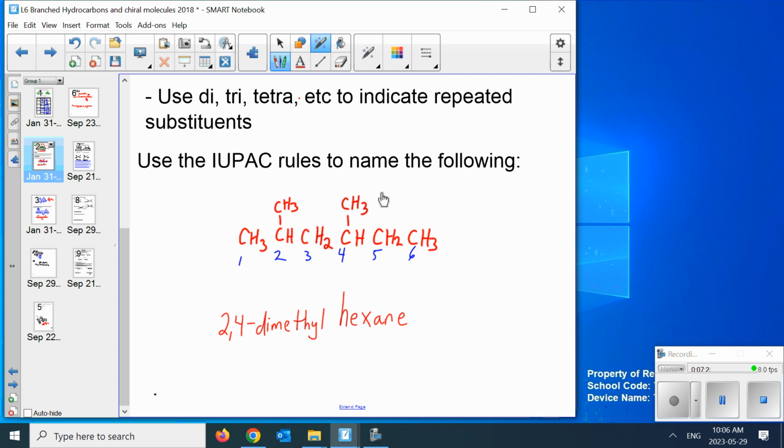You must have the root chain, the longest chain, and I tend to go left to right, so I make a straight line chain. But that could have been going up and down, or right to left as well. Sometimes a zigzaggy or L shape might be the longest chain. Let's take a look.